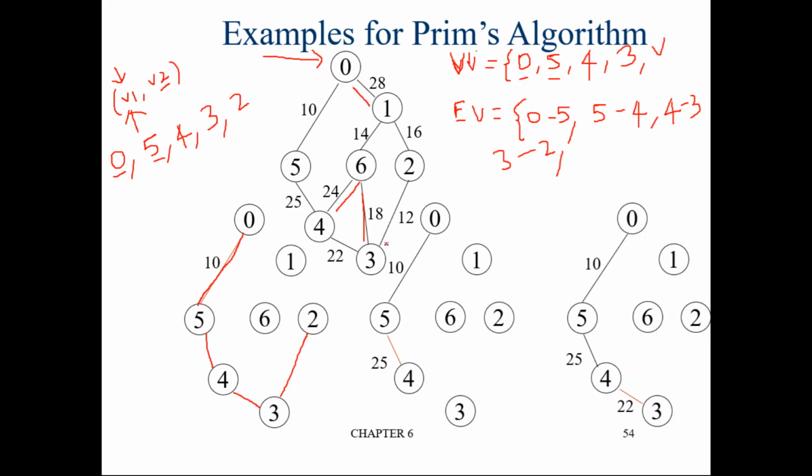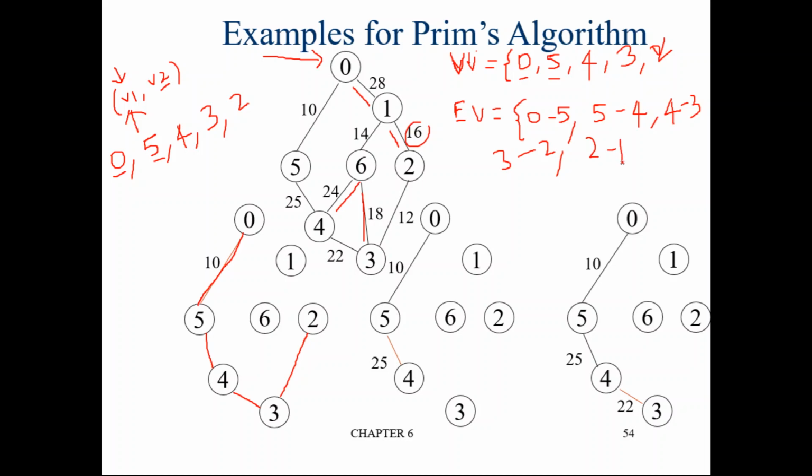Then from 2, 2 to 3 we cannot take because 2 is in the vertex list and 3 is also in the vertex list. Next, 2 to 1: 2 is in the list, 1 is not in the list. So this we can consider. So these are the 4 options we have. Out of these 4, which is the minimum cost edge? 2 to 1 is the minimum cost edge with the cost of 16. So this we will take, 2 to 1.